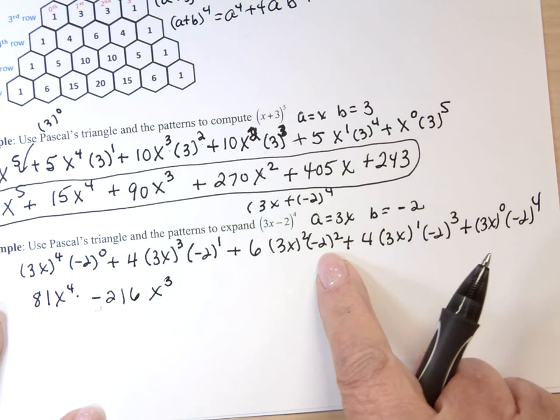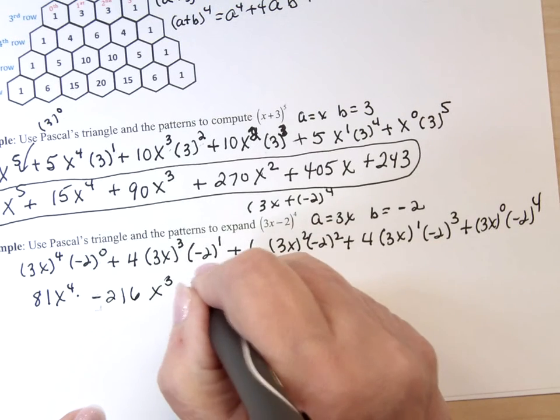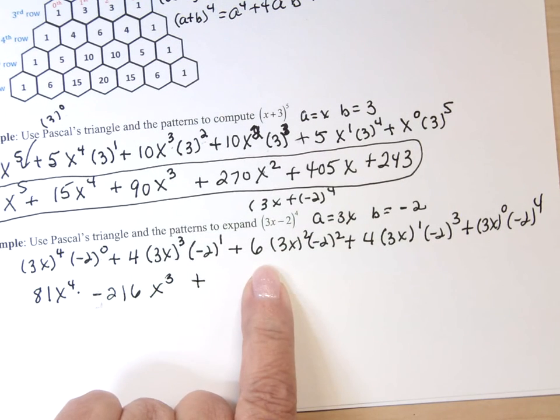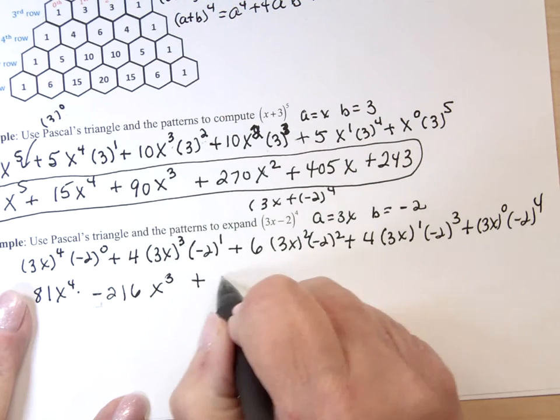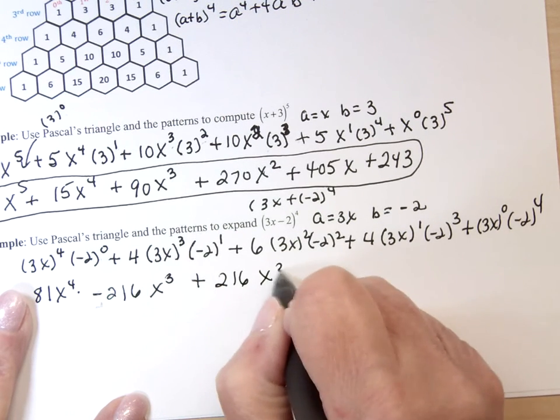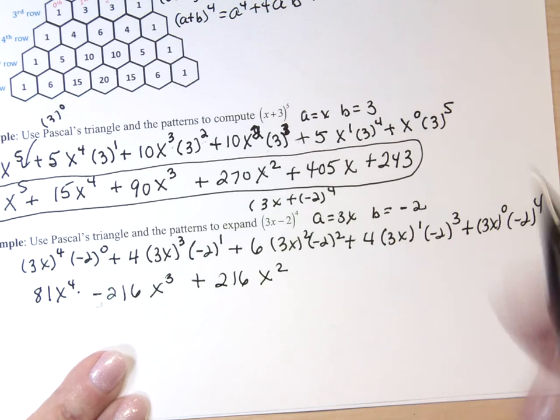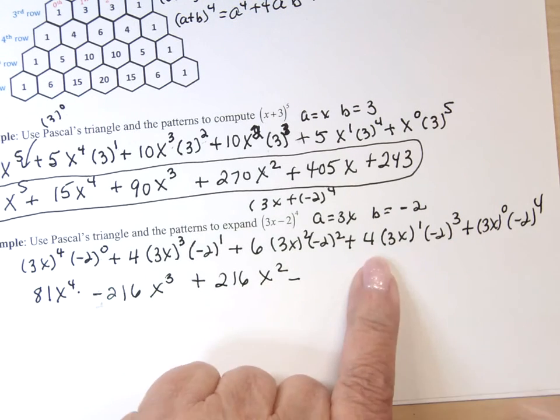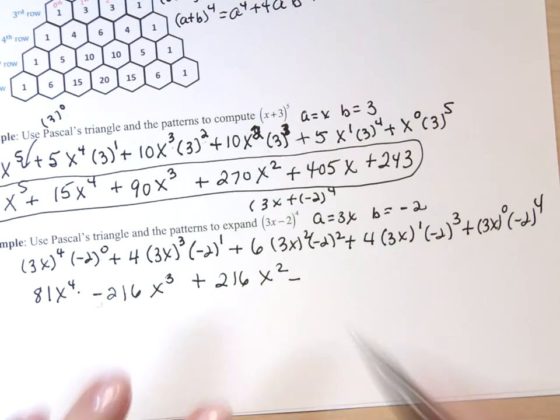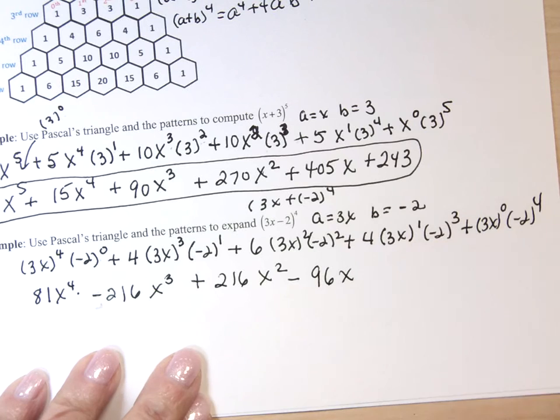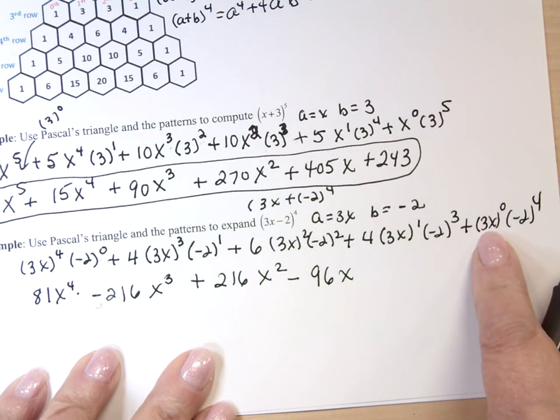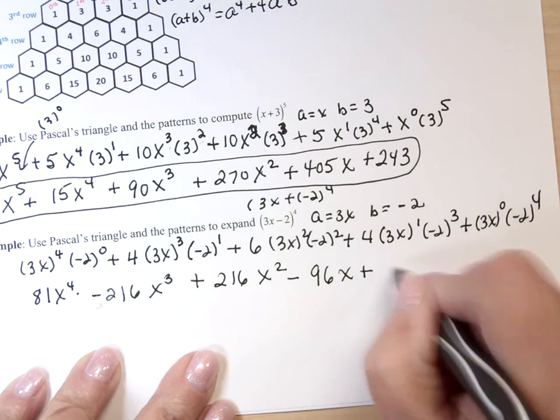Now, negative 2 is being squared, so it's going to be plus 6 times 9 times 4 is 216 x squared. Now, negative 2 is cubed, so that's going to be a minus 4 times 3 times negative 8, it's going to be 96. And that's to the fourth power, and this is 1. So that's going to be a plus to the fourth, which is 16.